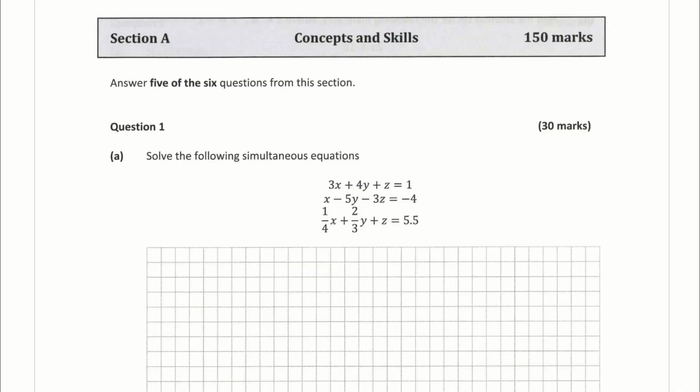Question 1a, solve the following simultaneous equations. So I'm going to break them up into pairs. I'm going to take the first two equations first of all, and I have 3x plus 4y plus z is equal to 1, and I have x minus 5y minus 3z is equal to minus 4. So I'm going to solve for these.